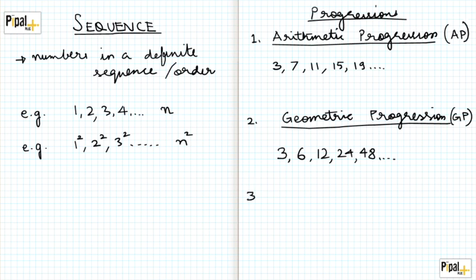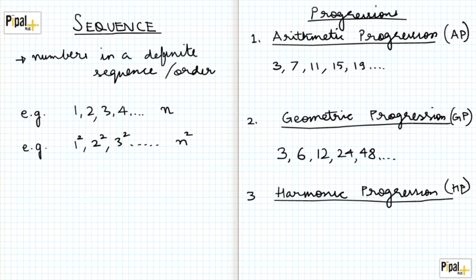The third kind of sequence that we're going to talk about is a harmonic progression, or HP for short. Now, harmonic progressions are essentially a series of numbers whose reciprocals are in arithmetic progression. So if you look at 3, 7, 11, 15, 19, then these numbers are in arithmetic progression. So if these numbers are in arithmetic progression, then 1 by 3, 1 by 7, 1 by 11, 1 by 15 and so on are in HP.